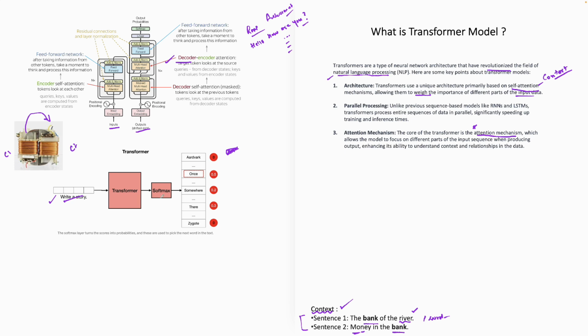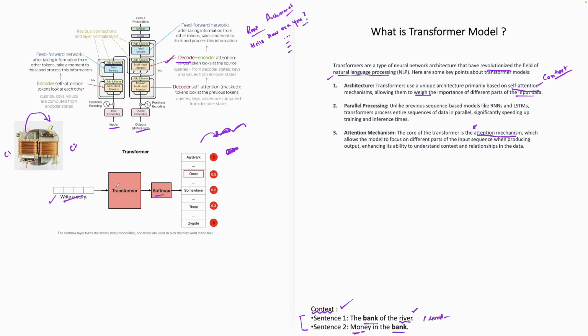So here is the concept of softmax. Now you may ask, what is softmax? The softmax layer turns the scores into probabilities, and then these are used to pick the next word in the sequence. And this actually continues like this, it goes from here to the next one, and keeps on going like that.